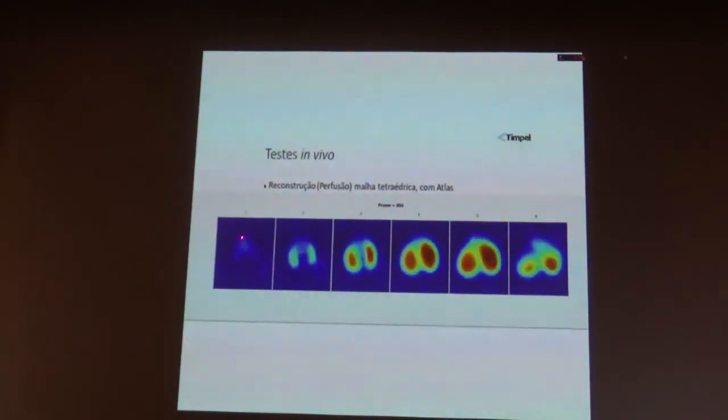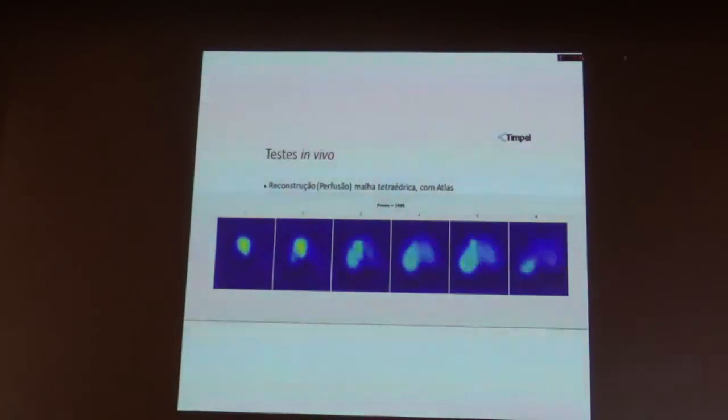This is the last one. You can see that the heart here is at the upper level, and in the caudal part of the lung we see the movement of blood. This is an expiratory pause. The movement of blood is in opposition of phase to the heart area in the two upper slices.